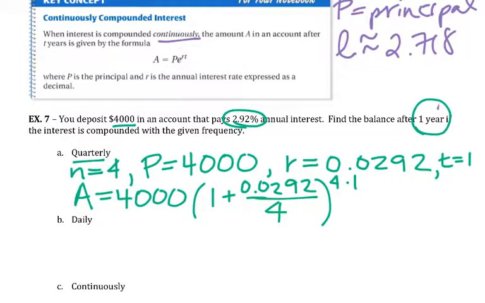So you can plug it into your calculator just like this, making sure that you use parentheses. And then here, either that you use parentheses or you simplify it. So we can just think 4 times 1 is 4. So we're just going to put 4. All right, when you plug that in, you should get 4,118.085. 0.085 would round up to 9 at the end.